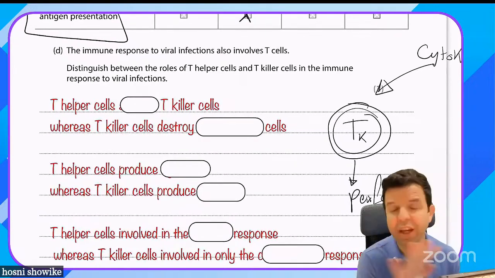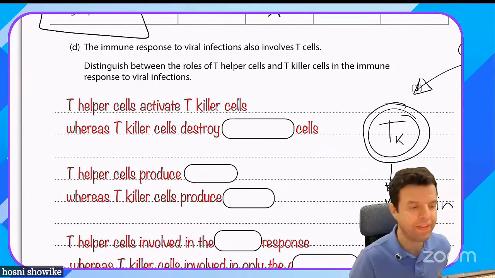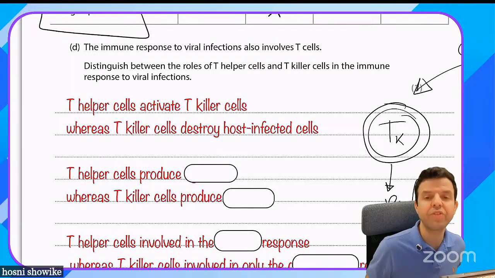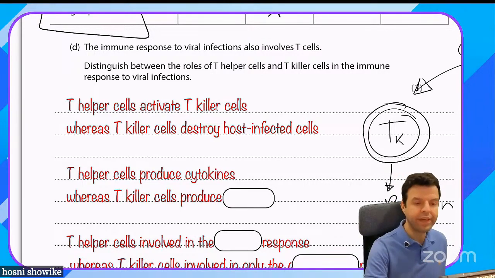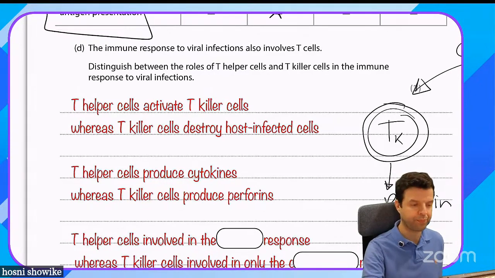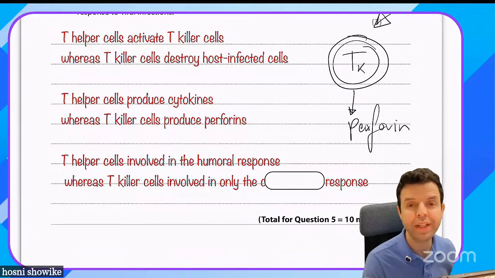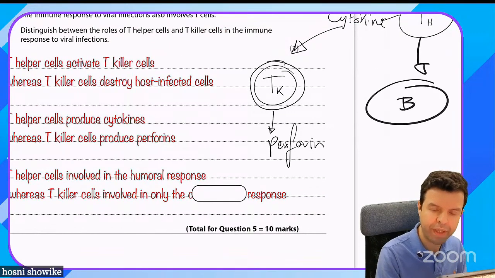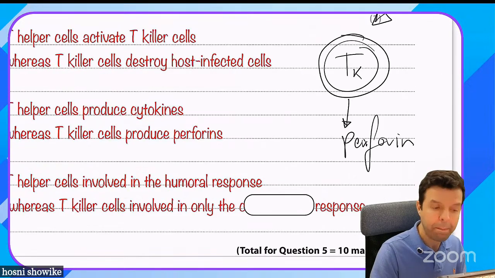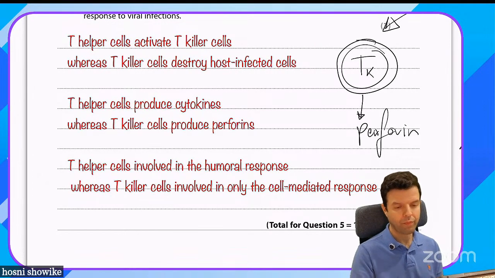So distinguish means I'm going to write differences. First one, T helper cells activate T killers. T killer cells destroy cells that have been infected with the virus. T helper produces cytokines. T killers produce perforin. T helper cells are involved in what we call the humoral immune response, meaning they may also activate B cells, right? And B cells produce antibodies. But T killer is exclusive for cellular immunity. Okay?